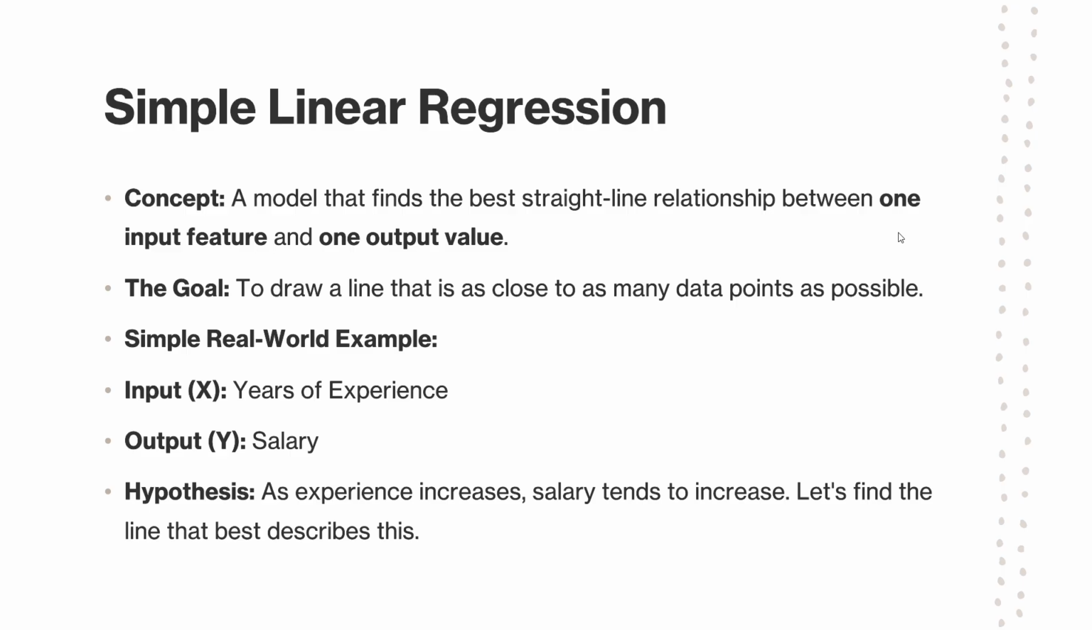Now diving into types of regression, we are starting with simple linear regression. So what is this? It is basically a model that finds the best straight line relationship between one input feature and one output value. All of you know that a straight line is y equals mx plus c, where the input is x and the output is y. So there's only one parameter, so it's going to be a straight line. So basically, you want to understand the data as a form of a straight line and try to predict accordingly.